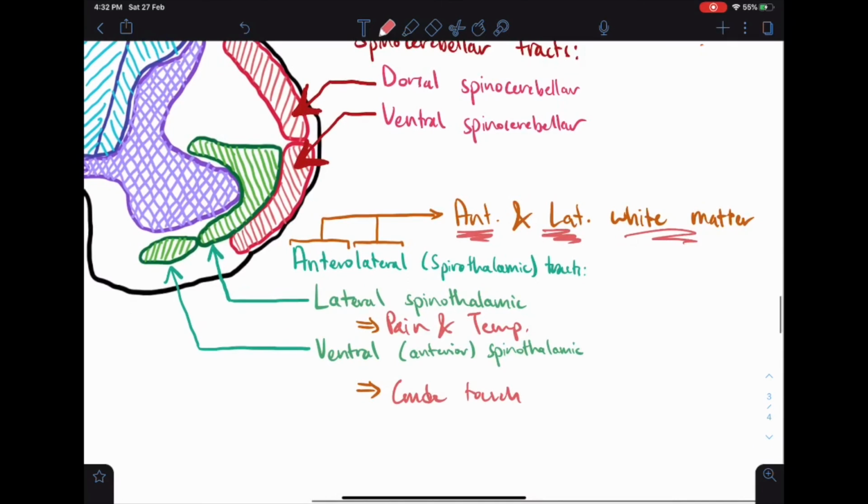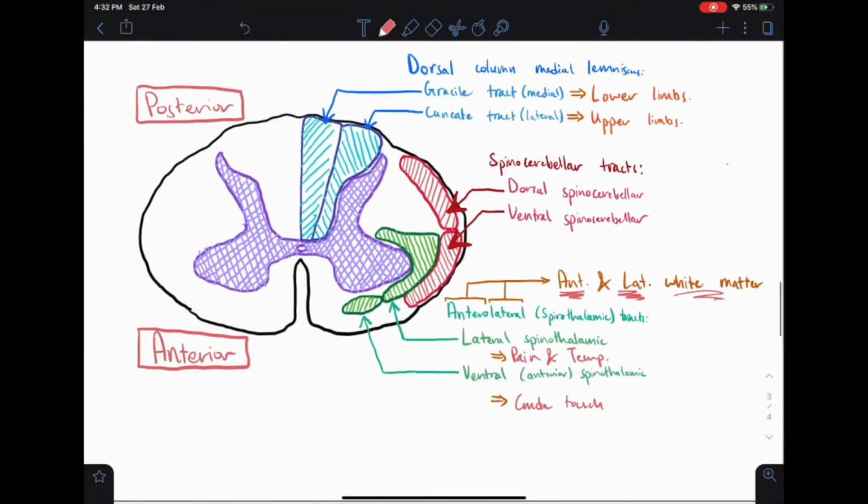And crude touch, for example, as I said before, if a person just puts their hand on your back, that's a very general sensation. So it's crude touch. And that's it. I hope that was helpful.